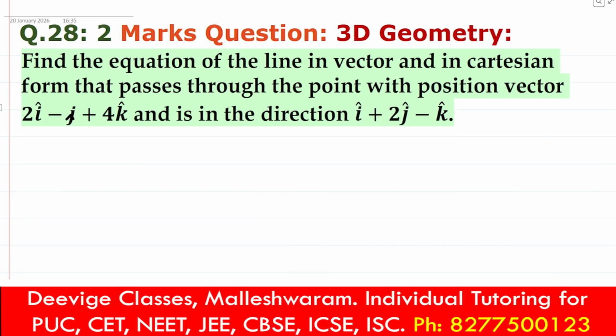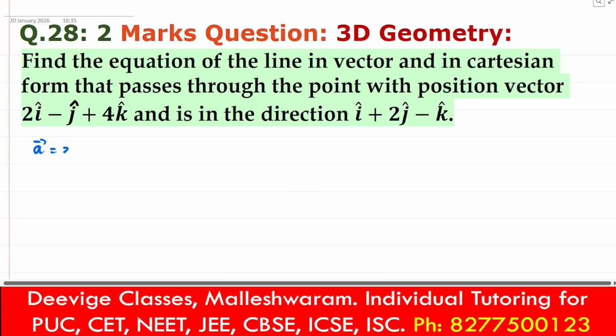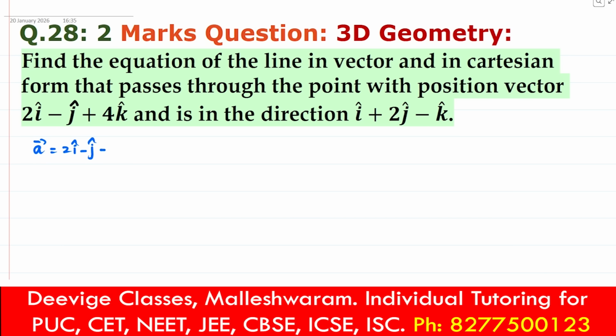Okay, so next one: find the equation of the line in vector and in Cartesian form that passes through the point with position vector 2i minus j cap plus 4k cap, and it is in the direction i cap plus 2 j cap minus k cap. So here vector a is equal to 2 i cap minus j cap plus 4 k cap, and vector b is equal to i cap plus 2 j cap minus k cap.